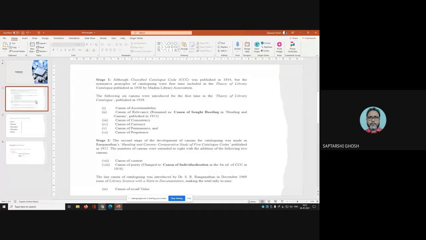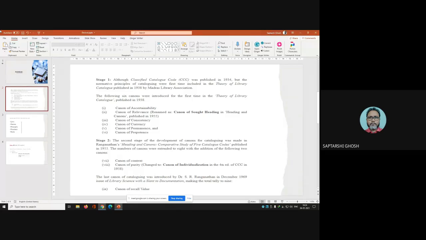What is canon of consistency? As for example, for your own, I can say that one. Suppose in Madhyamik you got 78%. In higher secondary, you got 72%. In graduation, you got 42%. In BLIS, you got 70%. In MLIS, you got 52%. In PhD, you didn't qualify. So it cannot be stated that you are consistent. Consistency means whatever you are using or following, better you keep that throughout all the cases. So this is the statement for canon of consistency.